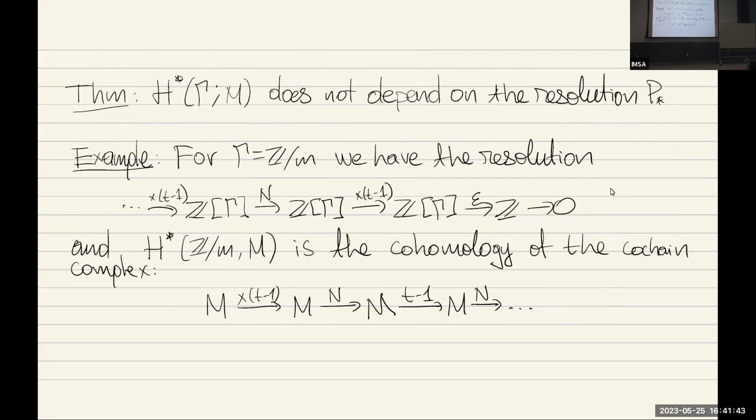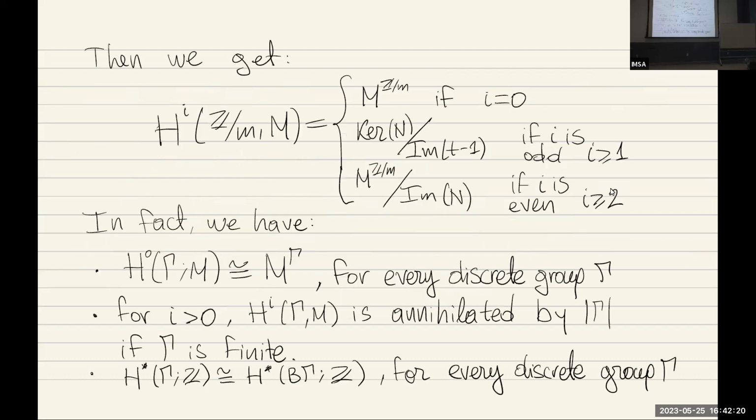Okay. One theorem is that the group cohomology does not depend on the resolution P star. One example: for gamma equal to Z over m, we have the resolution, and we apply the Hom functor to this resolution. We get this cochain complex M, which maps to M via multiplication by t minus 1, then later by this norm map, and so on. And we get this result.